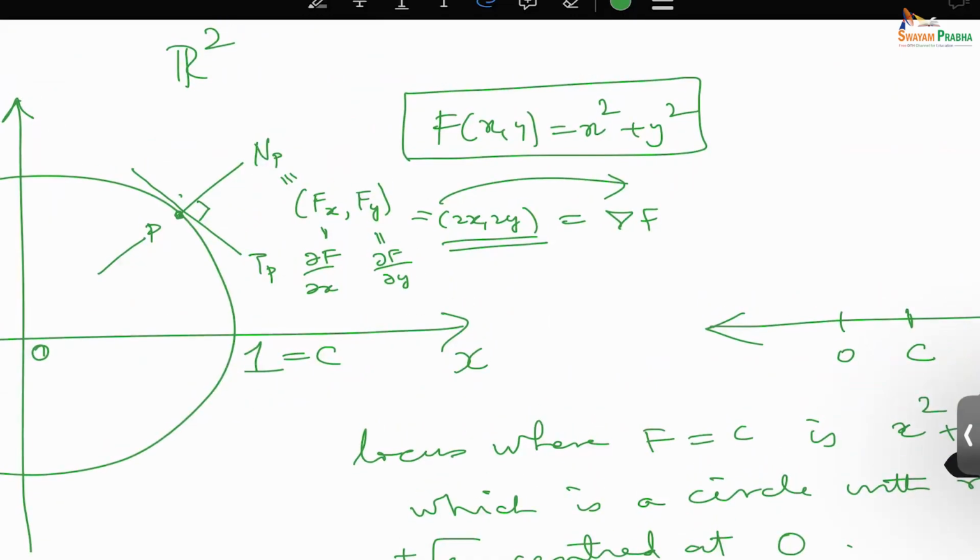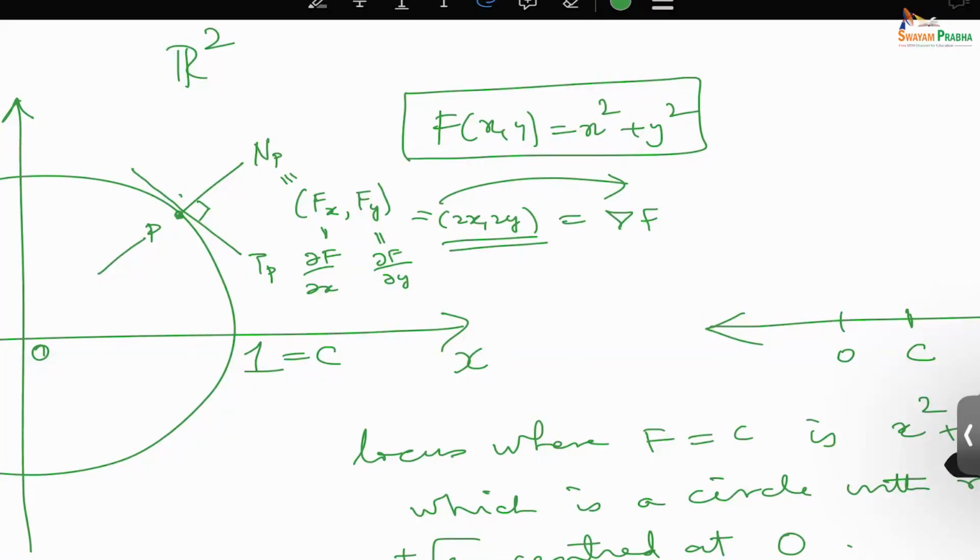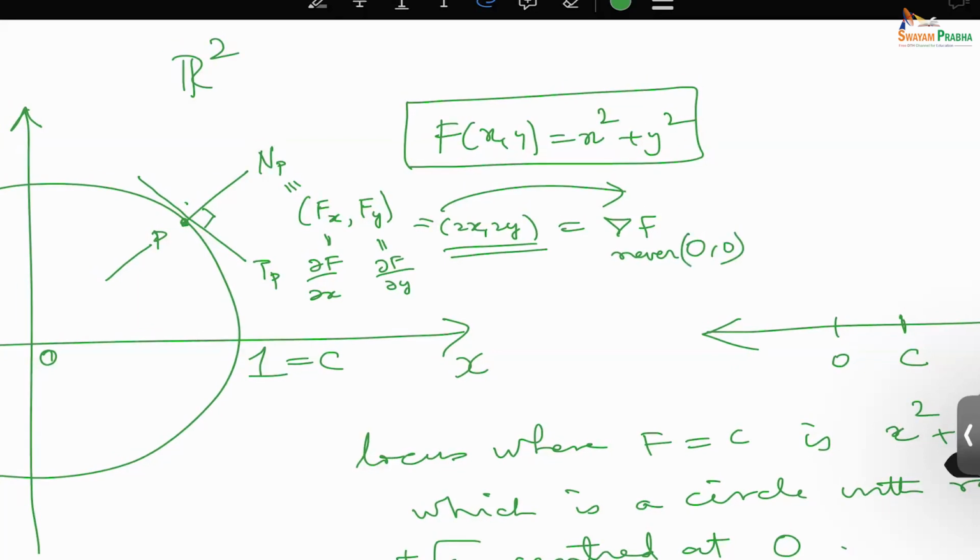Can the gradient ever vanish? For the gradient to vanish, 2x, 2y must be 0, 0. That means x, y must be 0, 0. But that cannot be possible because 0, 0 is the center and you are looking at a point on the circumference. Therefore this is never 0, 0. So this tells you that there is a well defined normal at every point, and that in turn is the same as saying that at every point there is a tangent. So the circle is a smooth curve.